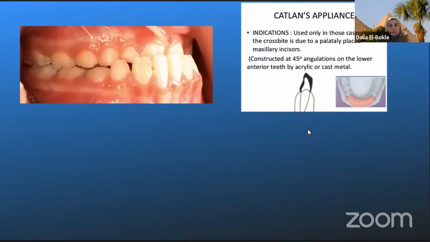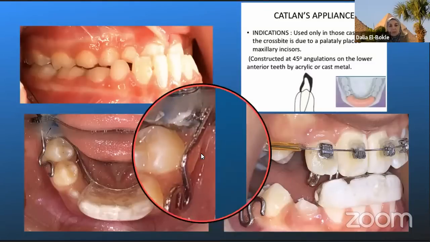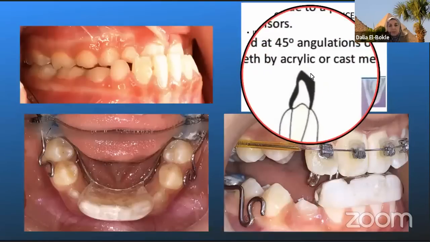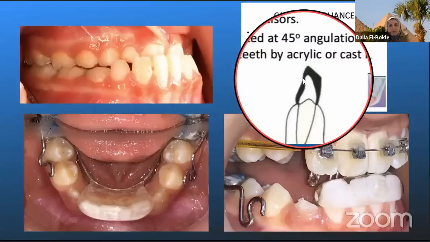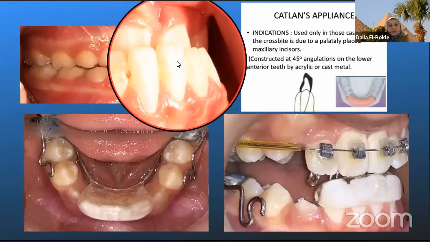So here we place a bite turbo on the incisors, and it was known as Catlan's appliance, as you can see here, in order to effect the correction of the functional shift. And also you can see here how it is inclined. The bite turbo is inclined at 45 degrees in order to effect the proclination of the upper incisors as well.